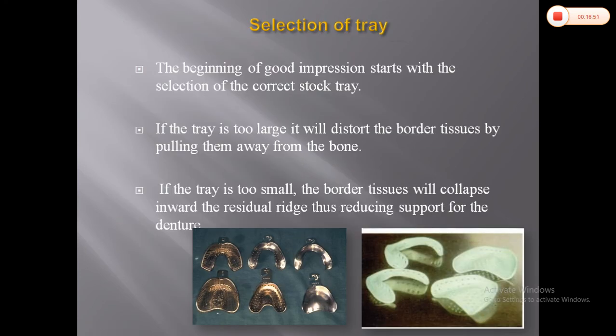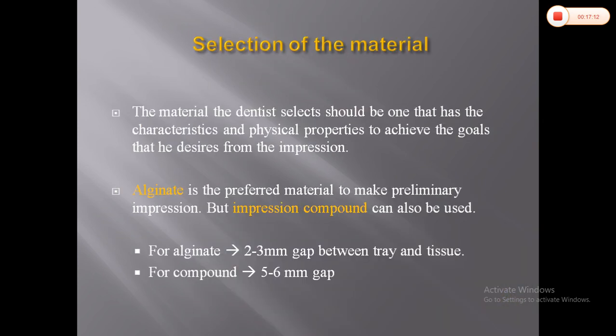The selection of the trays is very important, because it depends on how accurate your impressions are, made without any distortion. You should not use too large an impression tray, which may distort the border tissues. It should not be too small, so that you cannot record what you intend to record. Selection of the material is based on the distance between the tissues and the tray.